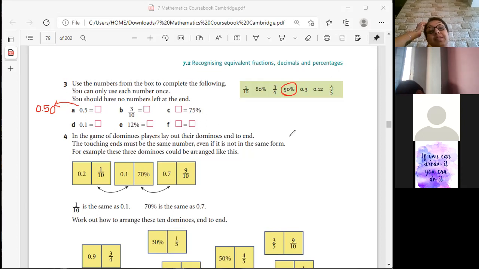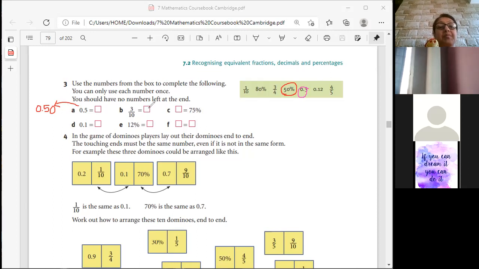Yes, ma'am. Now let us move to the next one. What does the next one say? 3 upon 10. How do I write 3 upon 10 as? 0.3. Am I right? Yes, ma'am. Everybody is understanding what I'm doing?